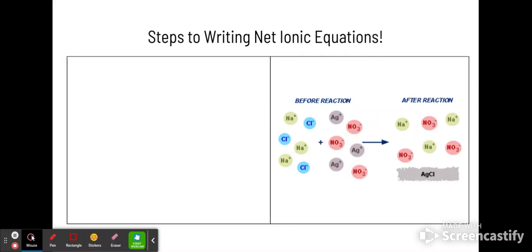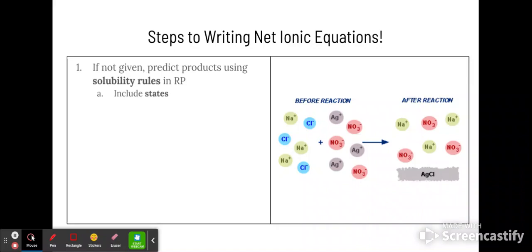So let's talk about the steps to writing net ionic equations. If the products are not already given to you, so in the examples we're going to do, they are not, you have to predict them. So if they're not given, make sure you predict the products using the solubility rules in your reference packet. Make sure you also include state, because for double displacement, especially net ionics, we need to know which compound is a solid.